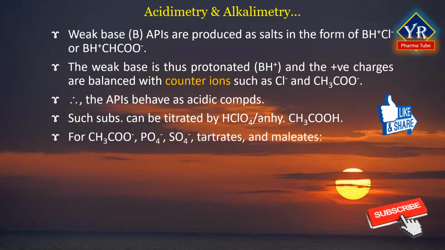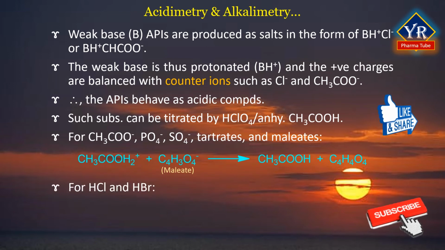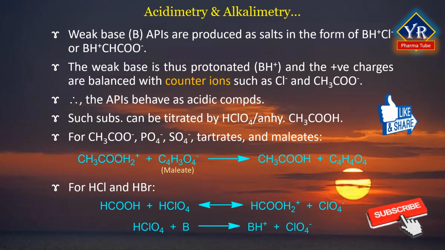For acetates, phosphates, sulfates, tartrates, and maleates, the active pharmaceutical ingredient is dissolved in anhydrous acetic acid and titrated according to the reaction given with maleate as an example. For hydrochlorides and hydrobromides, the active pharmaceutical ingredient is dissolved in anhydrous formic acid mixed with acetic anhydride and titrated with perchloric acid dissolved in formic acid according to the reaction given with chloride as an example. The chloride ions are then titrated according to the reaction as shown here.